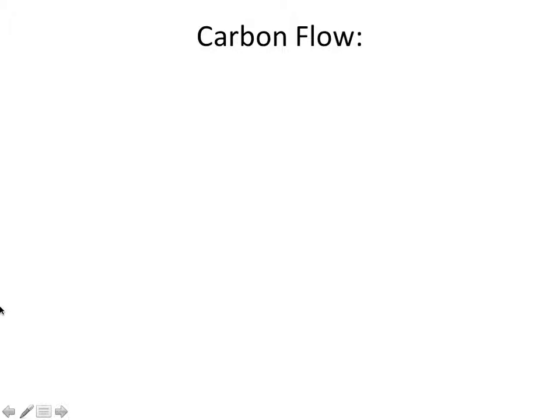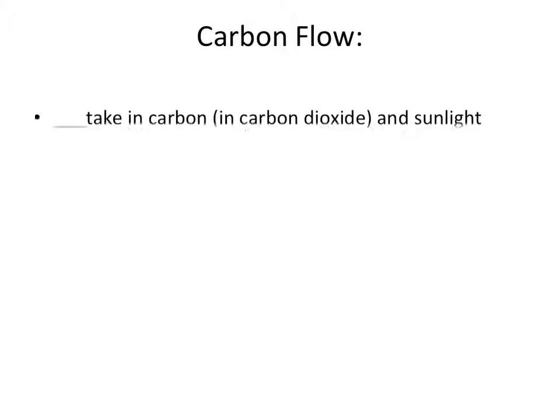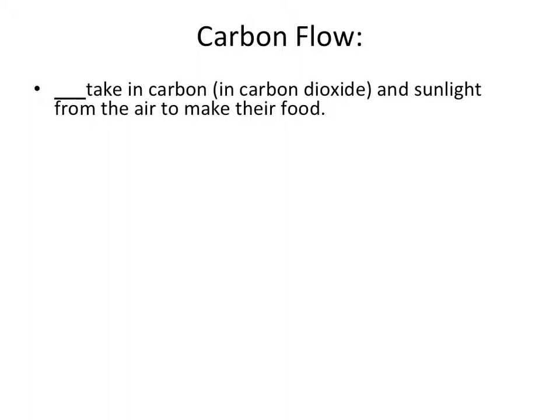All right, so make sure you title, just skip a line underneath what you just wrote and write carbon flow. It's going to talk about how carbon flows through our atmosphere. And the first thing is, your blank should be a little bit bigger because the word is going to be a little bit longer, but I did mine small for space. So blank, take in carbon through carbon dioxide and sunlight from the air to make their food.